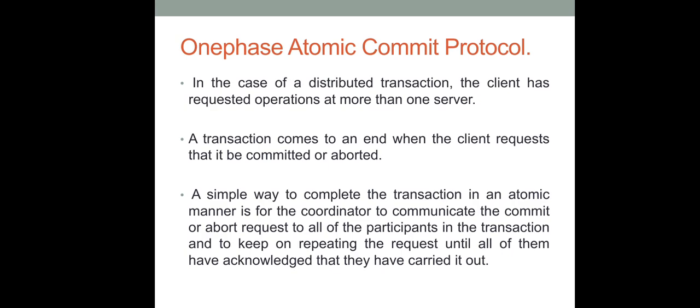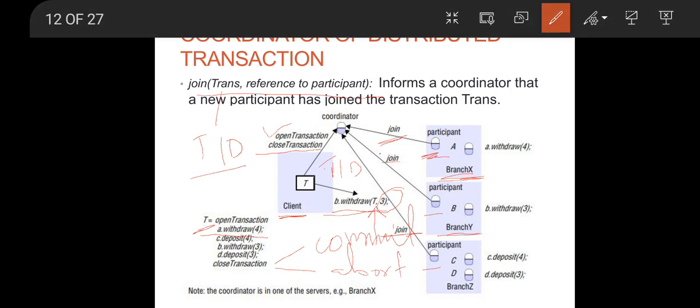Now, if it is a one-phase atomic commit protocol, when the client sends the close transaction request to the coordinator, that is the last step. Based on whatever information is present in the close transaction request, that is commit or abort, the coordinator will be sending that information to all the participants. Now, if the request is to abort, then there is no problem. The coordinator will tell all the participants to abort whatever operation the client had requested. So, all the participating objects will be aborting all the operations.